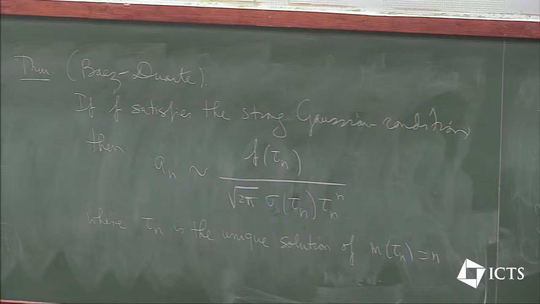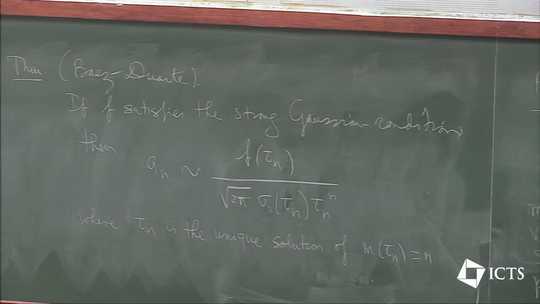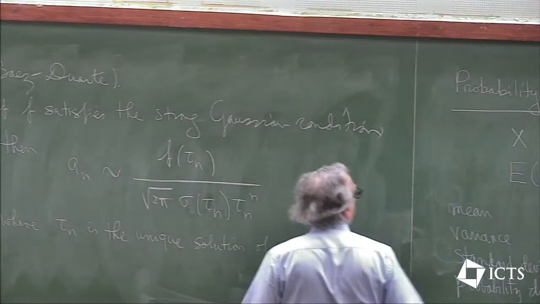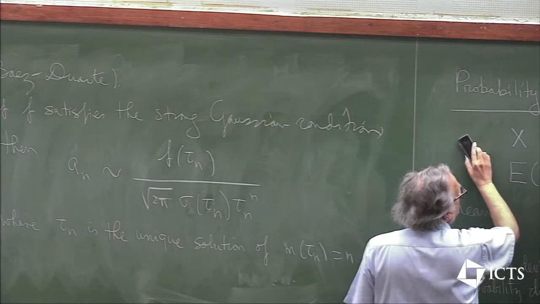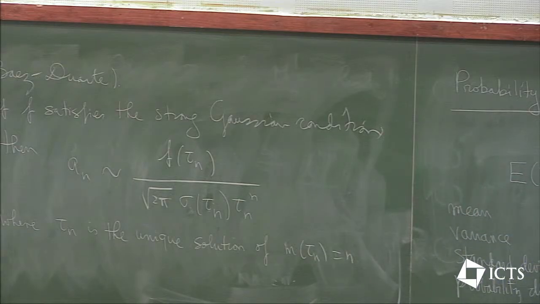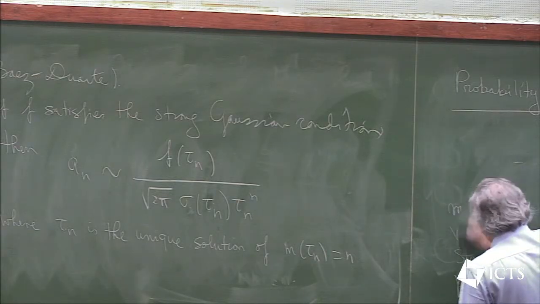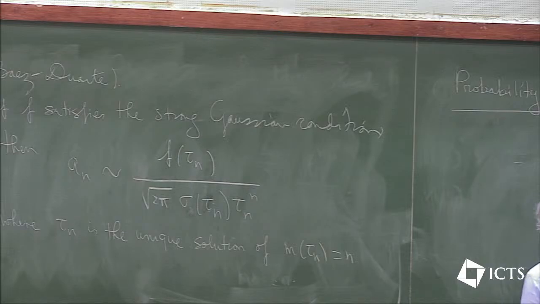Now, where are you going to get the strong Gaussian condition, and how are you going to apply it for the partition function? Well, that's where the central limit theorem is going to come in. So, how are we going to review this? Probability theory crash course 1 was that. Probability theory crash course 2.